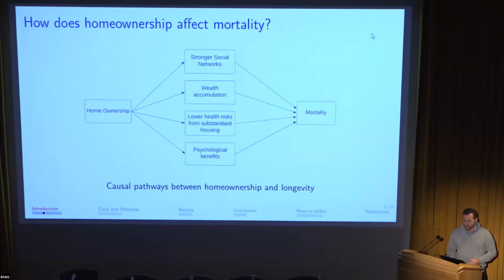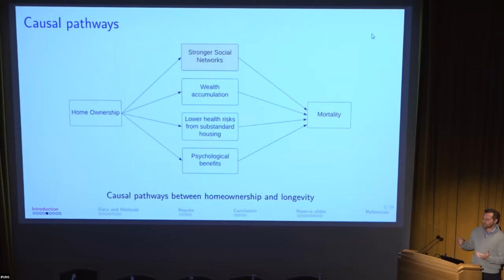Next, I'm going to talk a little bit about the theoretical causal pathways that link together homeownership and mortality. The first pathway is stronger social networks. We know that homeowners tend to live in the same neighborhood longer. They tend to be more likely to build stronger social connections to other people living in that neighborhood. They're more likely to be more embedded in their community and have stronger ties with, for instance, their primary care physician. These stronger social networks have a clear causal effect on mortality.